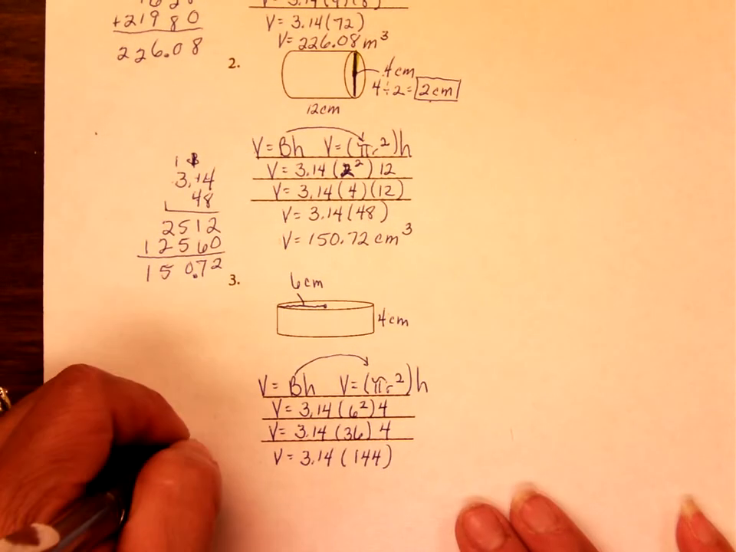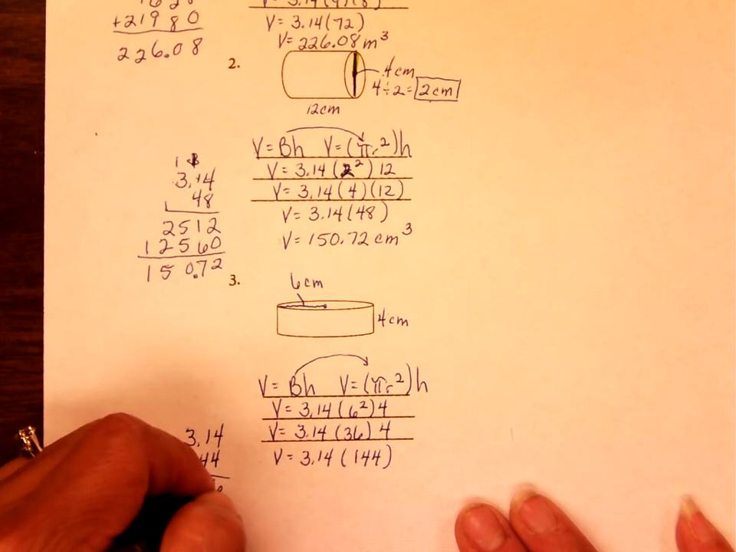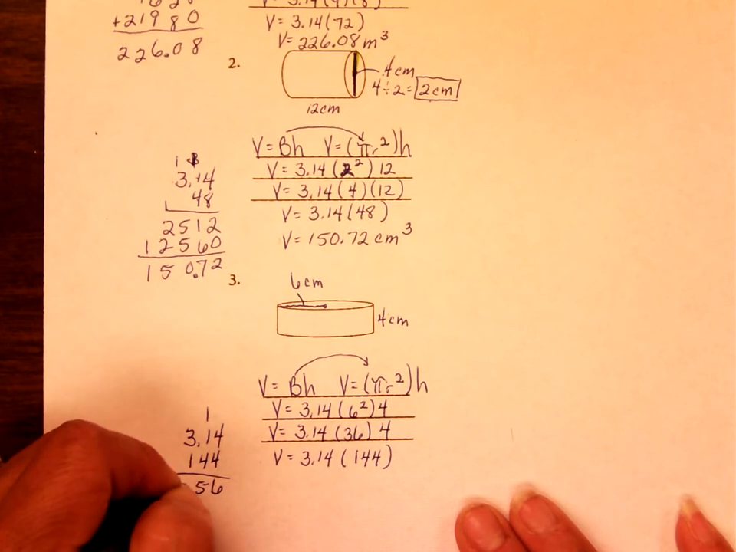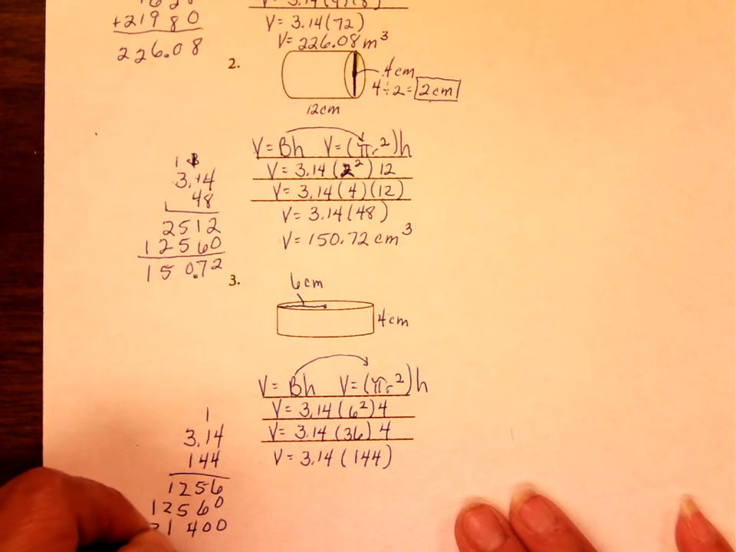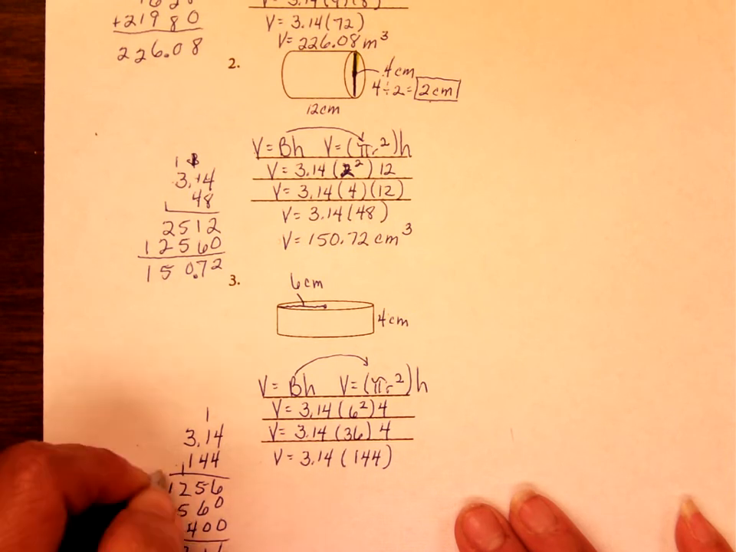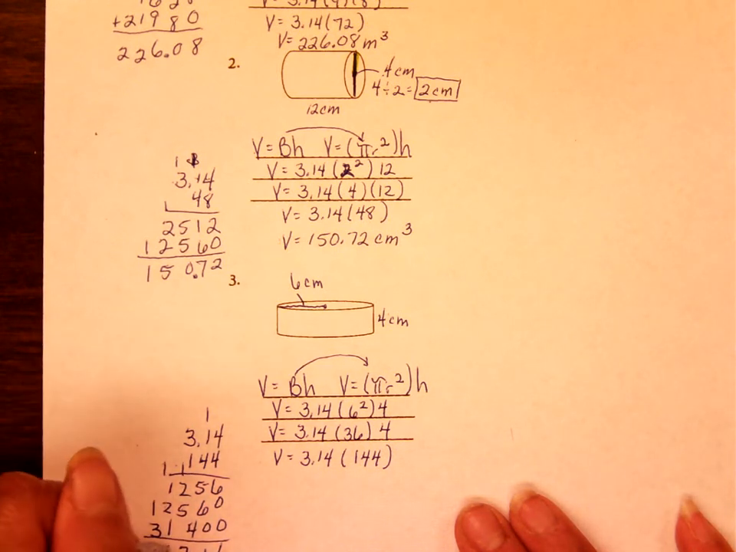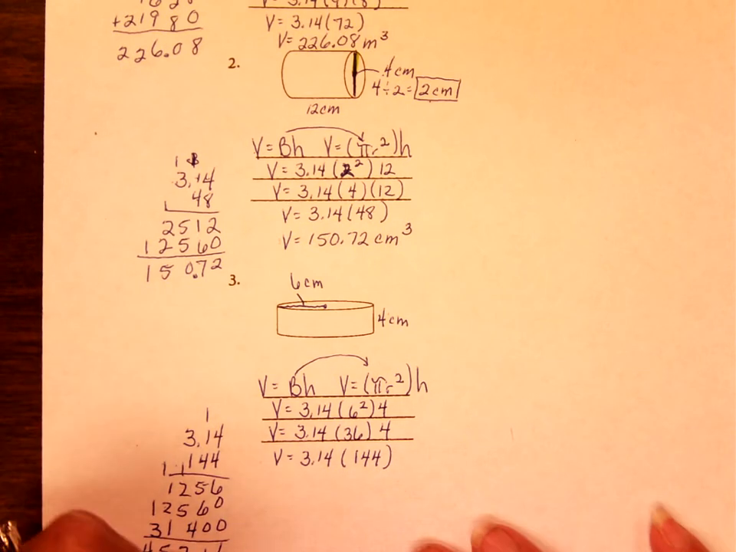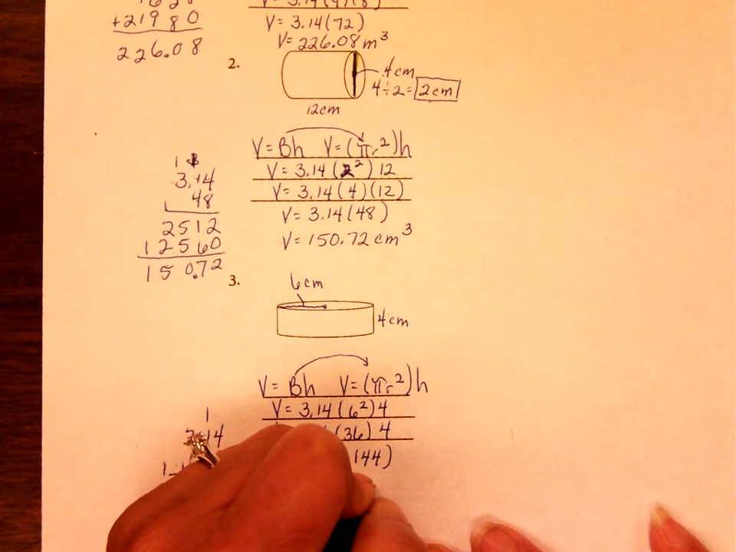Then if I multiply 3.14 times 144, 4 times 4 is 16, same thing. Add them up. So you get the answer of V is equal to 452.16 centimeters cubed.